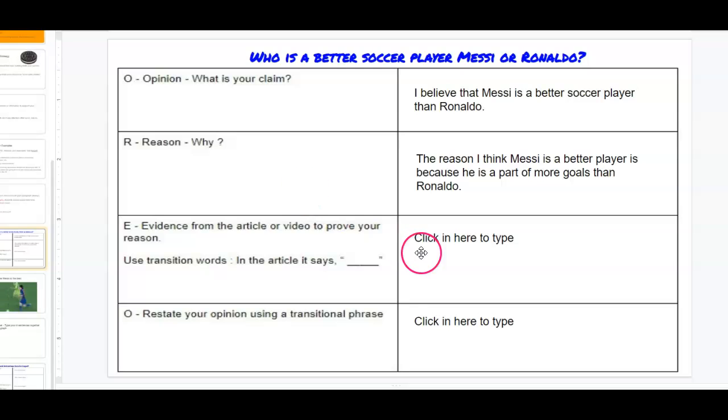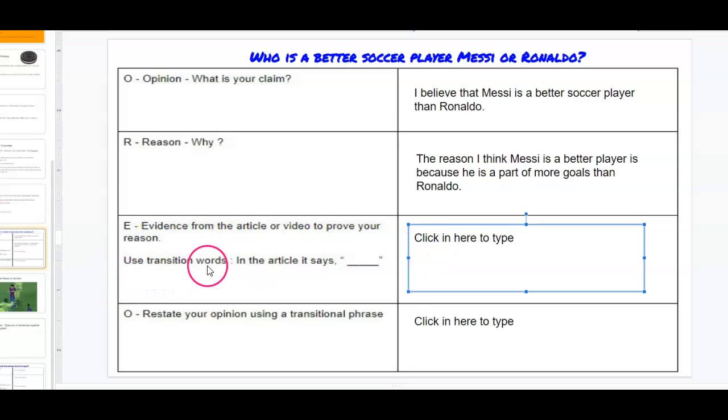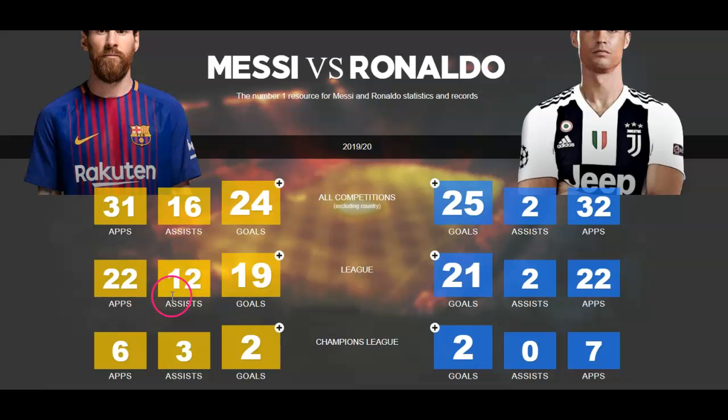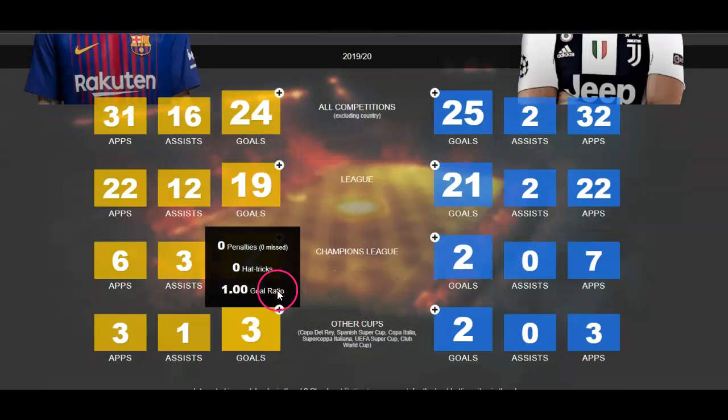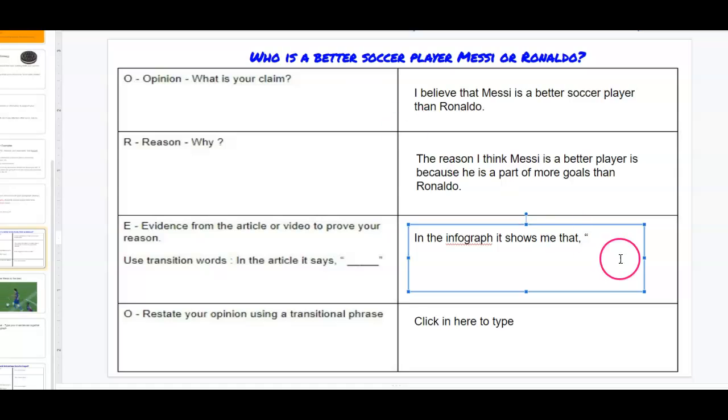So I'm going to go back over here and pick one. So, evidence from the text. I'm going to use my transition, and it says use transition words. In the article it says, so I'm just going to say, in the infograph, it shows me that, I'll put comma, quote. Actually, you know what? There's no words here for me to actually quote, so I'm going to have to not do the comma quote. Maybe it's a bad example.